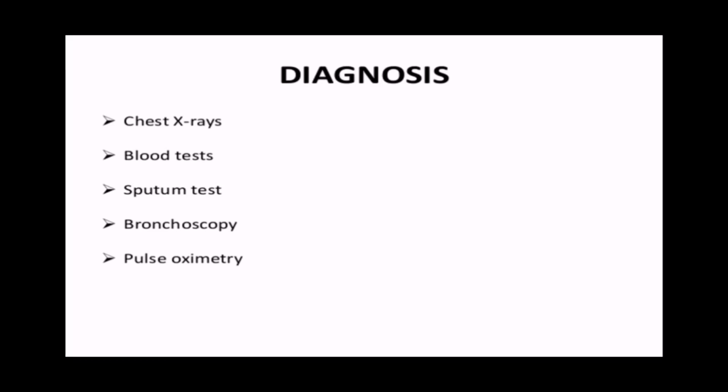Diagnosis: how do we diagnose pneumonia? We diagnose with the help of chest x-rays, blood tests, and sputum tests. As we discussed, if the pneumonia is caused by bacteria, the sputum color varies with the strength of the bacteria. So the sputum test also helps diagnose pneumonia. Bronchoscopy and pulse oximetry are also used.